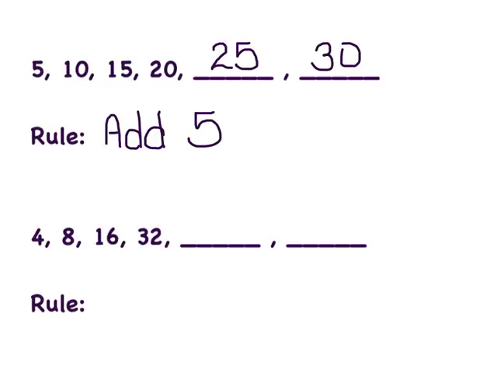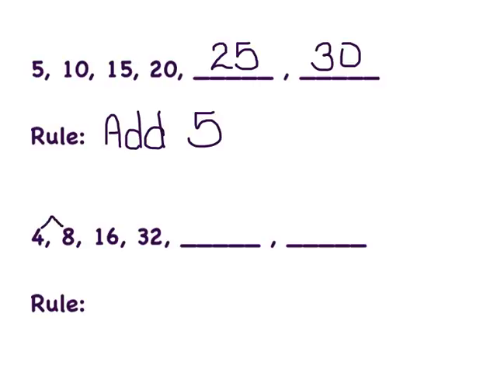Look at our next one. 4, 8, 16, 32. Now at first you might say, well, they're even numbers, so you're counting by twos. But I don't think so, because if we were at 4, the next one would be a 6. Okay, well then maybe we're counting by fours. 4, 8, 12. No, that doesn't work either. So let's see what we're going up by.